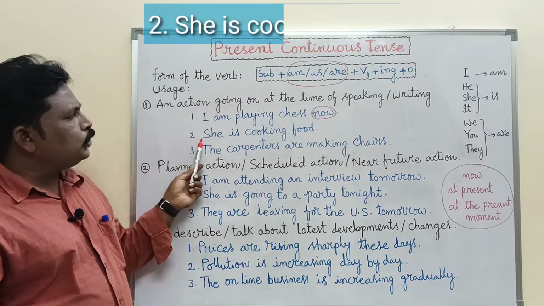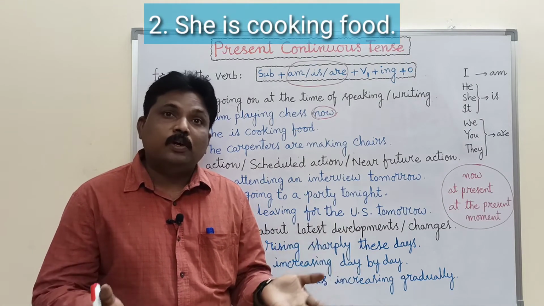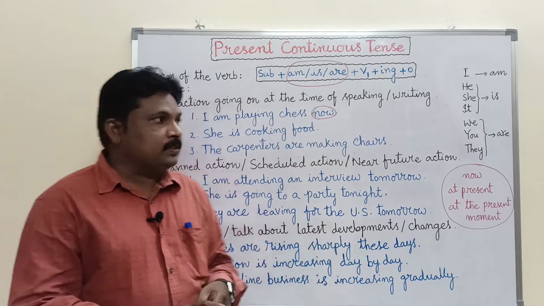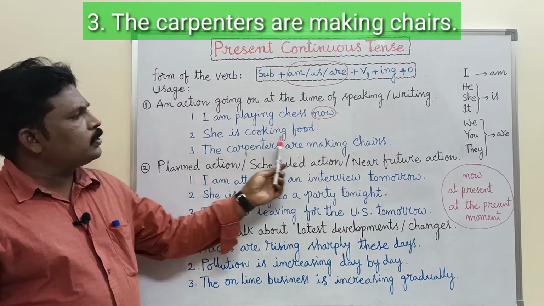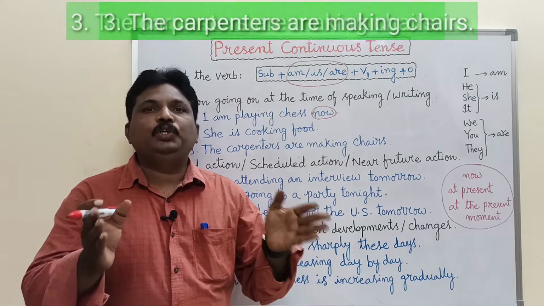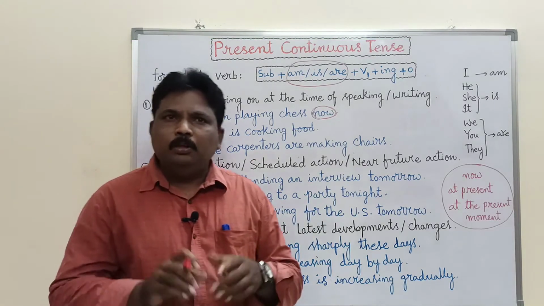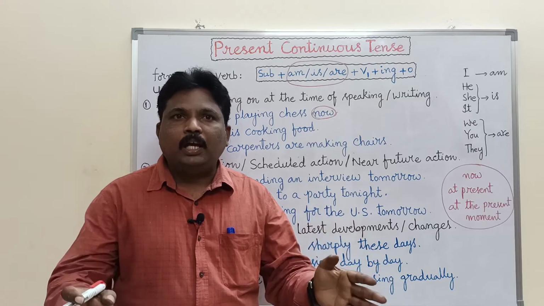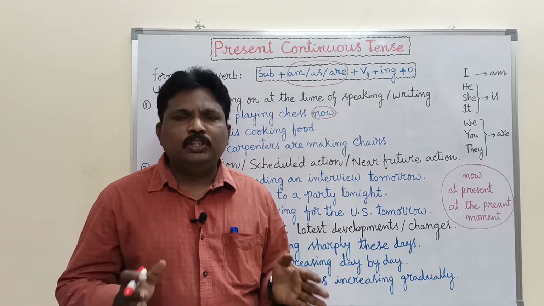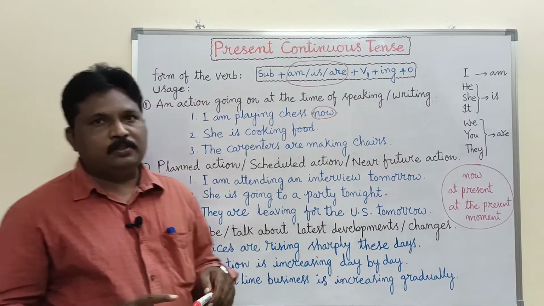Second example, she is cooking food at the present moment. So, this is also action in progress. Third example, the carpenters are making chairs. So we talk about the continuity of the action. Here the carpenters are busy making chairs. So their action is in progress, their action is going on. So we use present continuous tense.